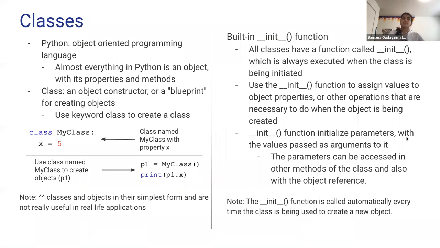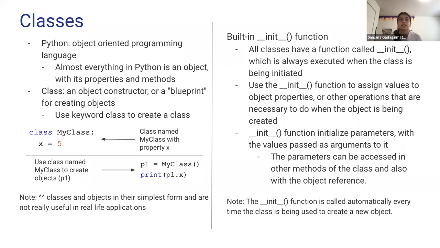Okay, so today we're going to start off with classes. So as we said before in the beginning of the class, actually week one, Python is an object-oriented programming language. And we didn't really go that much in depth into what object-oriented means. So basically it means that almost everything in Python is an object that has both properties and methods. And so a class is a blueprint for creating those objects, or you could call it an object constructor.